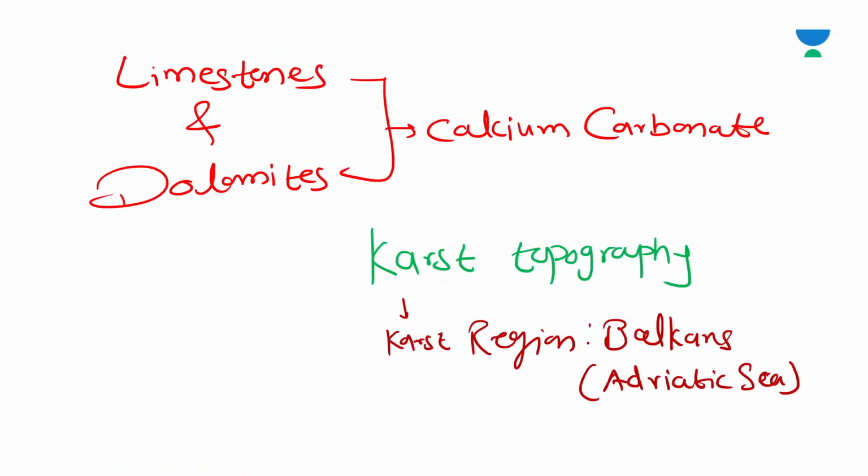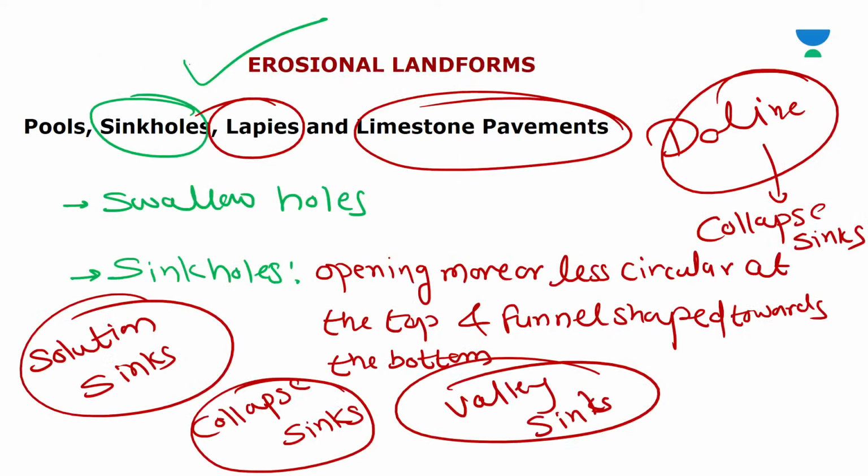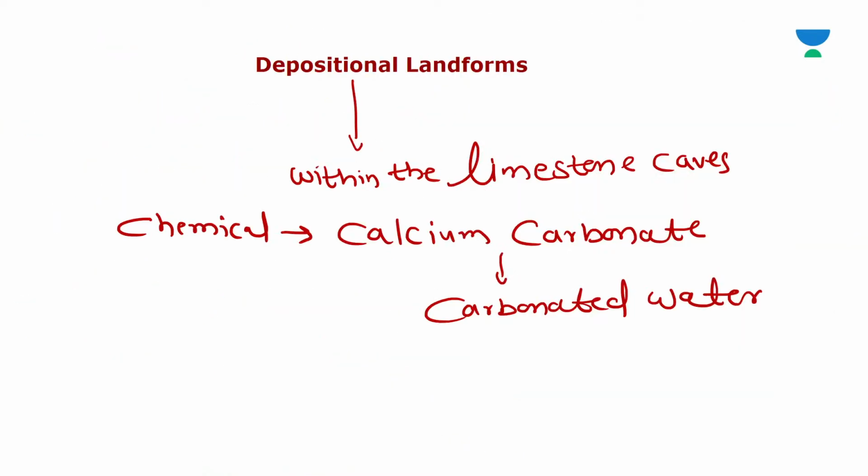in the last session we have discussed groundwater in detail, then erosional landforms like pools, sinkholes, lapies and limestones. Limestone pavements we have discussed. Then caves, depositional landforms, stalactites, stalagmites and pillars we have discussed. Then glaciers in detail.